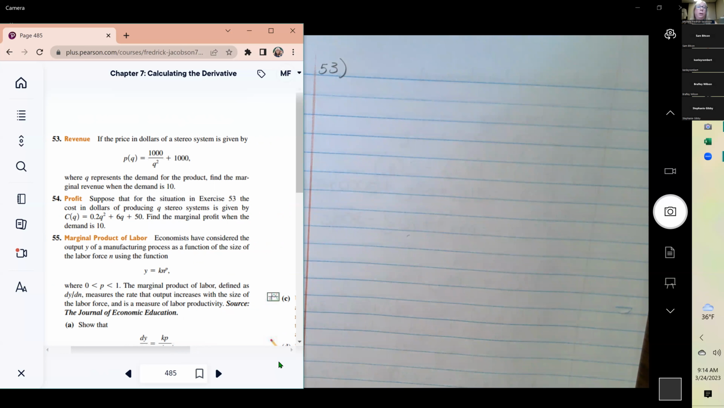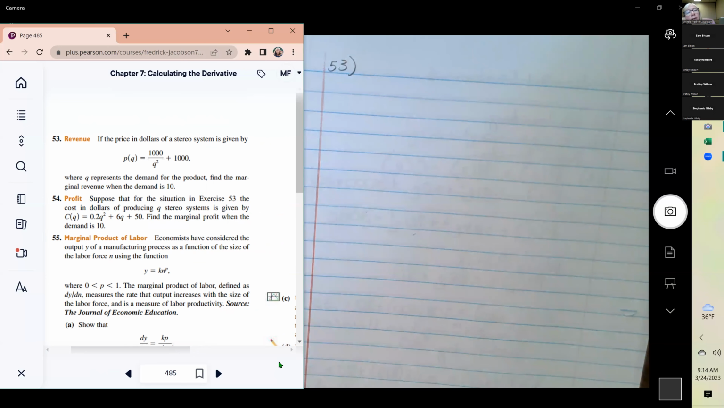If the price in dollars of a stereo system is given by P of Q equals 1,000 over Q squared plus 1,000, where Q represents the demand for the product, find the marginal revenue when the demand is 10. All right, marginal revenue. Marginal revenue means the derivative of the revenue, but we don't have the revenue yet. We only have the price.